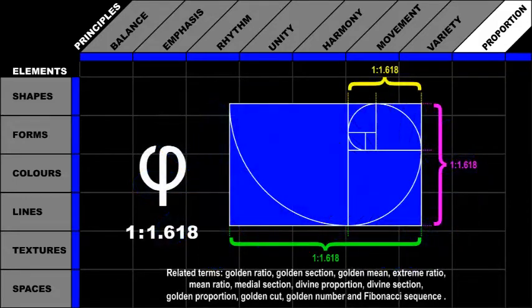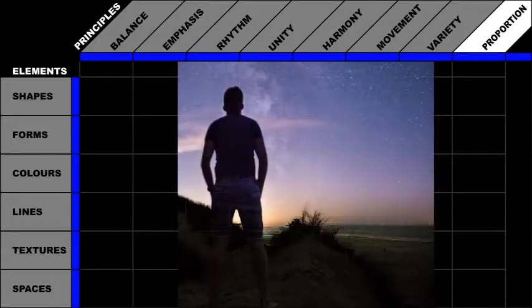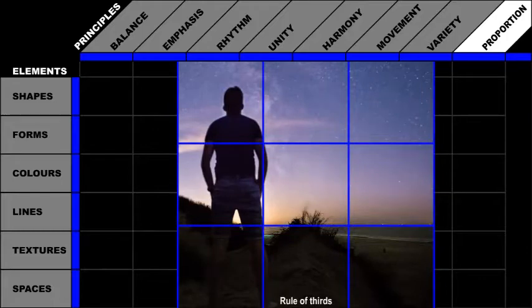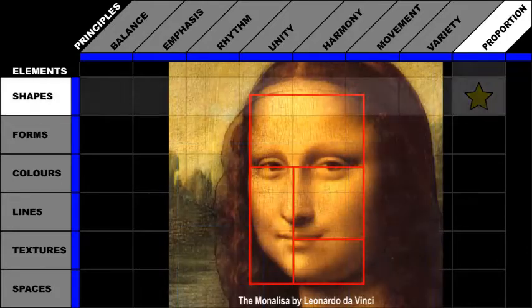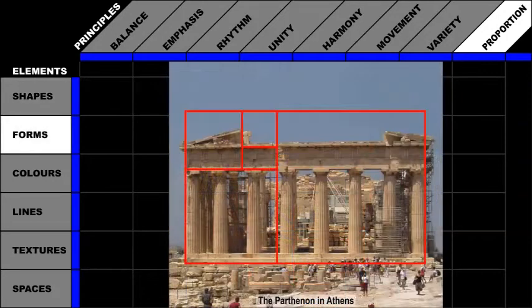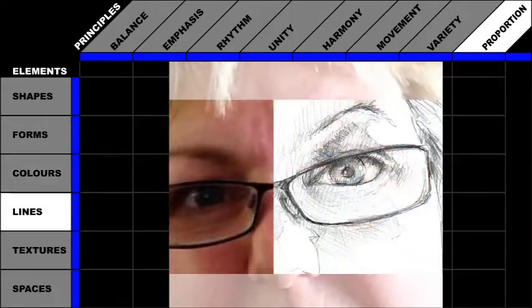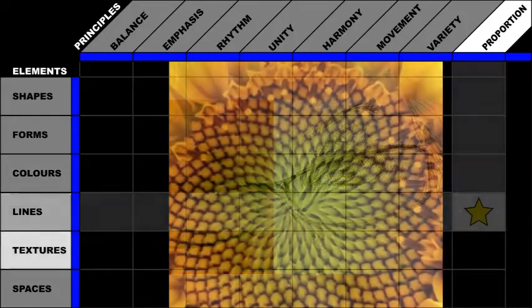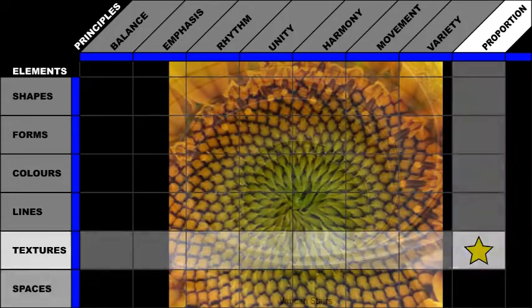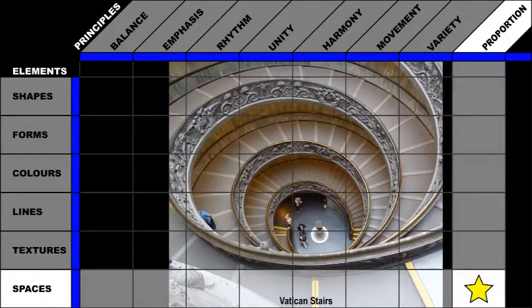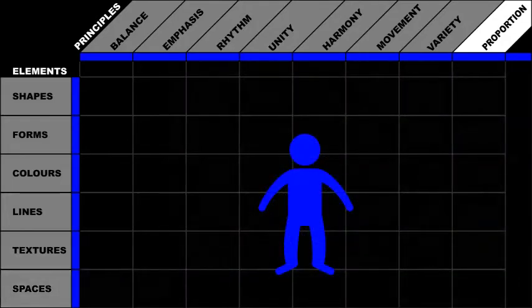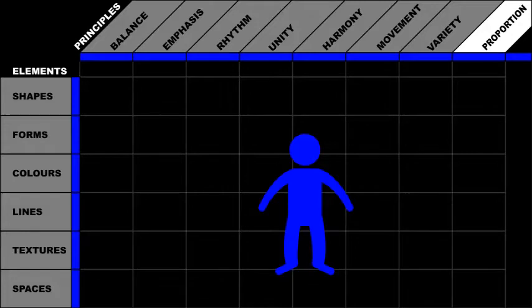We can have proportions in precise mathematical ratios, such as the golden section, or the rule of thirds. We can have proportion with shapes, proportion with forms, proportion with colors, proportion with lines, proportion with textures, and proportion with spaces. The principle of proportion can be applied to the elements of design strategically to communicate ideas.